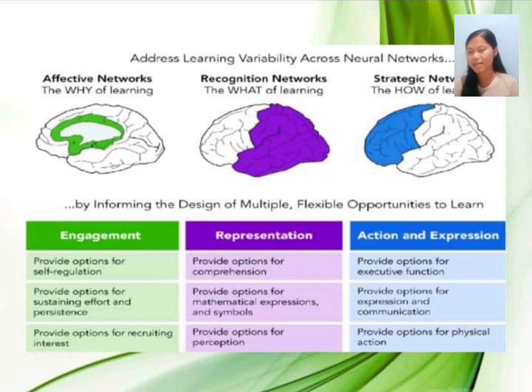So the engagement provides options for self-regulation, options for sustaining effort and persistence, and options for recruiting interest. Next, we have the representation. It provides options for comprehension, options for mathematical expressions and symbols, and options for perception. And lastly, we have the action and expression. It provides options for executive function, options for expression and communication, and options for physical action.